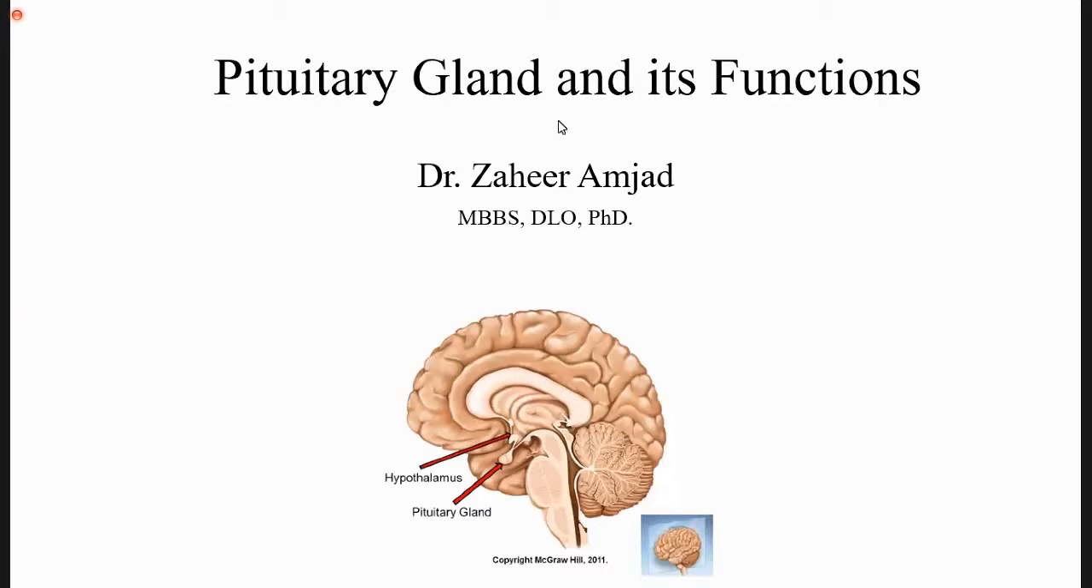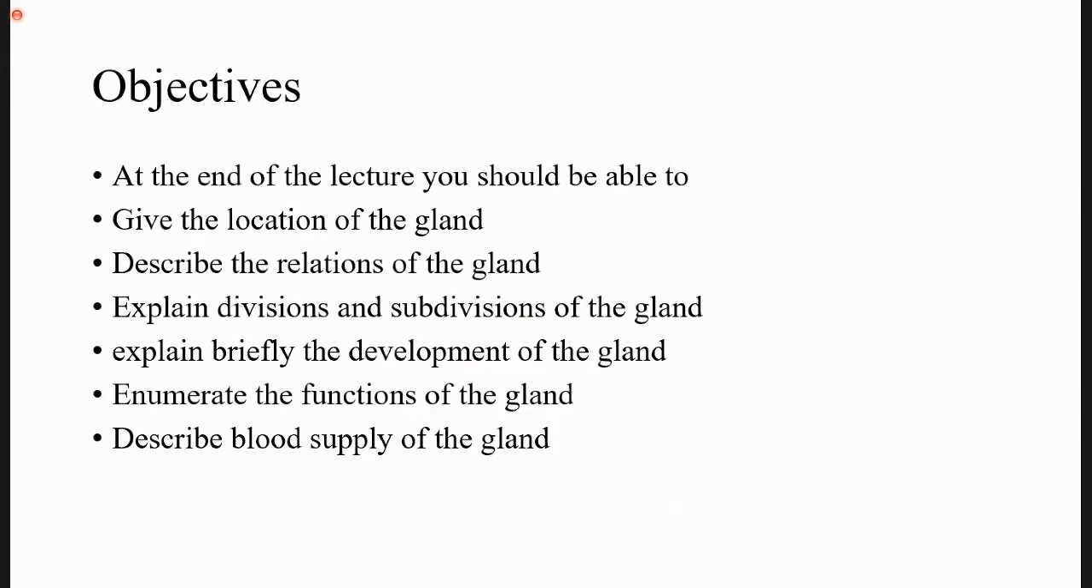You have already studied this topic, and this is just a revision of the topic. Our learning objectives are that at the end of the lecture, you should be able to give the location of the gland, where the gland is located, what are the relations of the gland, how do you divide the gland, and what are the subdivisions of the gland, how the gland develops, briefly, what are the sources of development of the gland, what are the functions of the gland, and the blood supply of the gland.